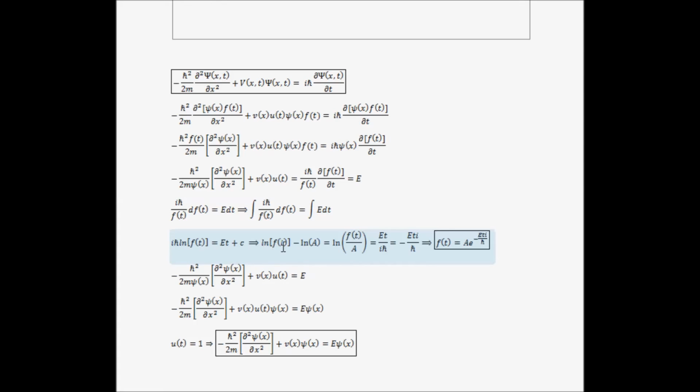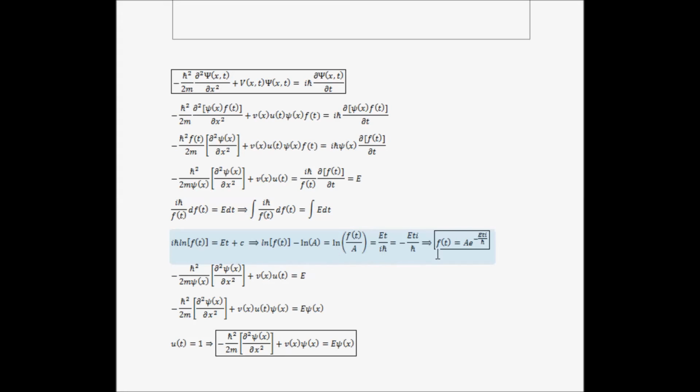So this can be expressed in terms of log rules. So I've got log of f of t over a. A is just a constant that came from the constant of integration here, c. And of course the et divides through by the iħ, and 1 over i is equal to minus i. That's easy to prove. You just multiply both denominator and numerator by i. Of course i over i is equal to 1. If you do that, you're going to get minus i on top here.